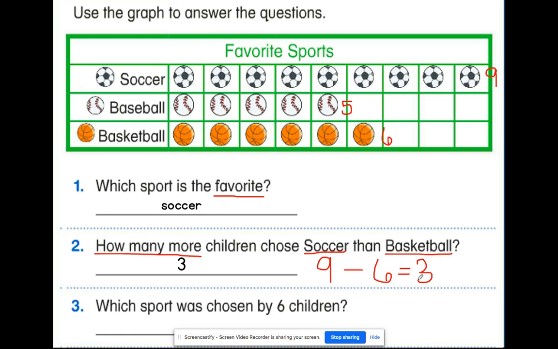And our last question here said, which sport was chosen by 6 children? So all you need to do for this question is look back into the graph and look at each column and see. Well, soccer got 9 votes, baseball got 5, basketball got 6. So which sport was chosen by 6 children? And now you're ready for the answer, and it is basketball.